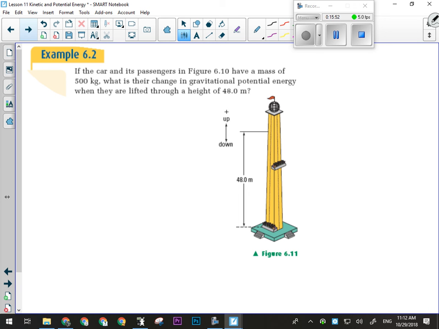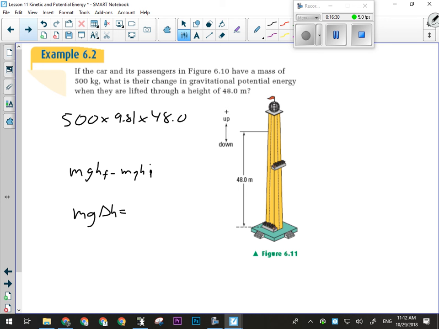So in this example, fairly straightforward when you've done one like this in Science 10. If the passengers and the car have a mass of 500 kilograms, we're trying to calculate their change in gravitational potential energy if they're lifted 48 meters. Well, that's going to be 500 times 9.81 times the change in height, 48.0 meters. Essentially we're saying m times g times h final minus m times g times h initial. But in reality, I'm multiplying both of them by m times g, so I could just say m times g times the change in height and get the same thing.